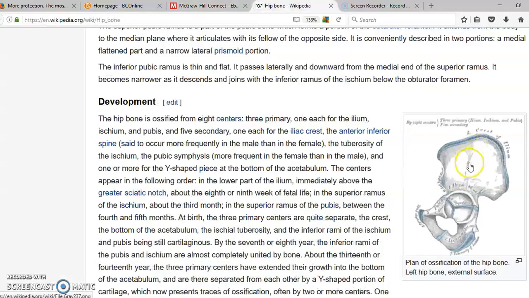This is the os coxae. This was one bone, this one is another bone, and this one is another bone. So when we are developing inside the uterus, we have these three bones. Eventually, these three bones fuse, and you get only one bone. This is the ilium, ischium, and pubis. So that's what a bony joint is.